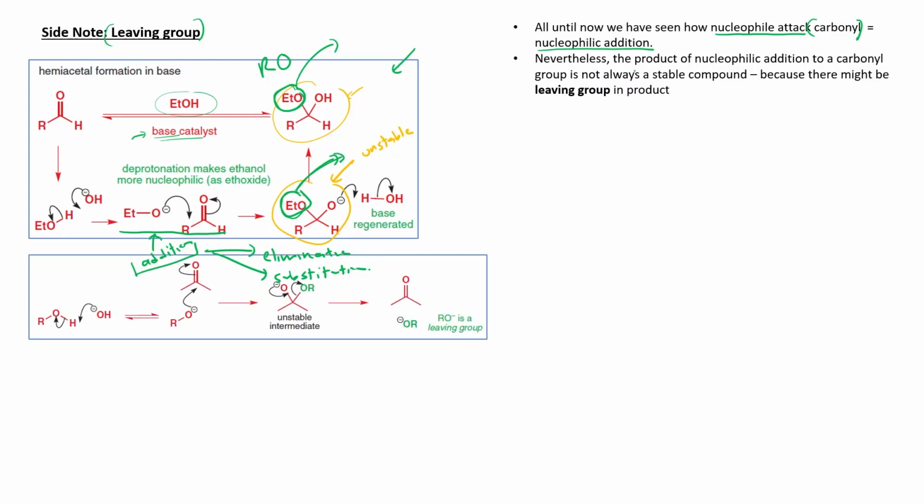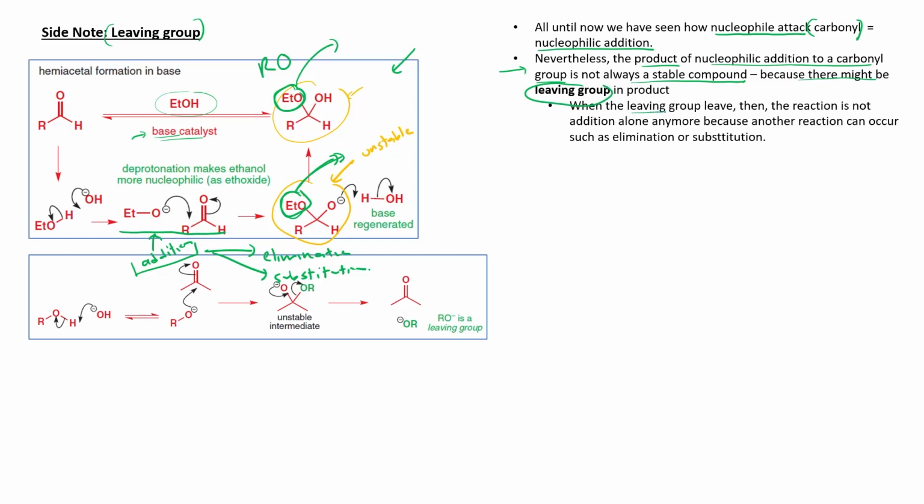Look here. The product of nucleophilic addition to a carbonyl group is not always a stable compound. We discussed that before, because there might be a leaving group in the product. When the leaving group leaves, then the reaction is not addition alone anymore, because another reaction can occur, such as elimination and substitution.